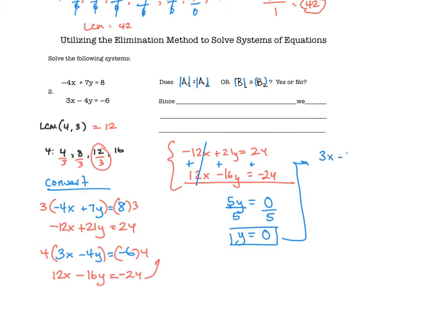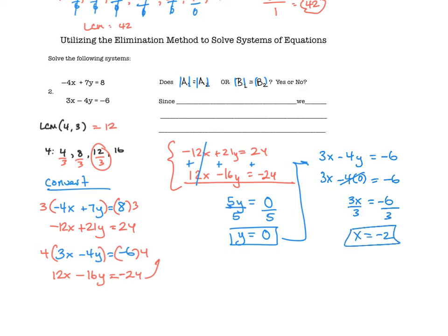So 3x minus 4y equals negative 6. Wherever I see a y, I can now substitute in 0. So 3x minus 4 times 0 equals negative 6. That becomes 0. I'm left with 3x equals negative 6. Divide by 3, I get x equals negative 2. And there you have it.